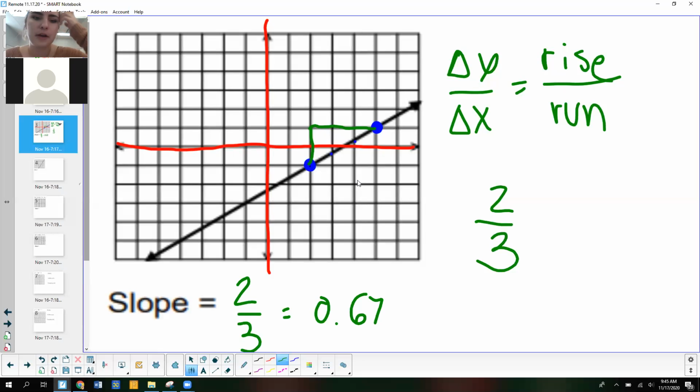I just wanted to clarify that because I've noticed that when you are given the rise and the run, you can find it. But when you just have a line on a graph, some of you have been struggling. So just making sure that we know what we're doing there.